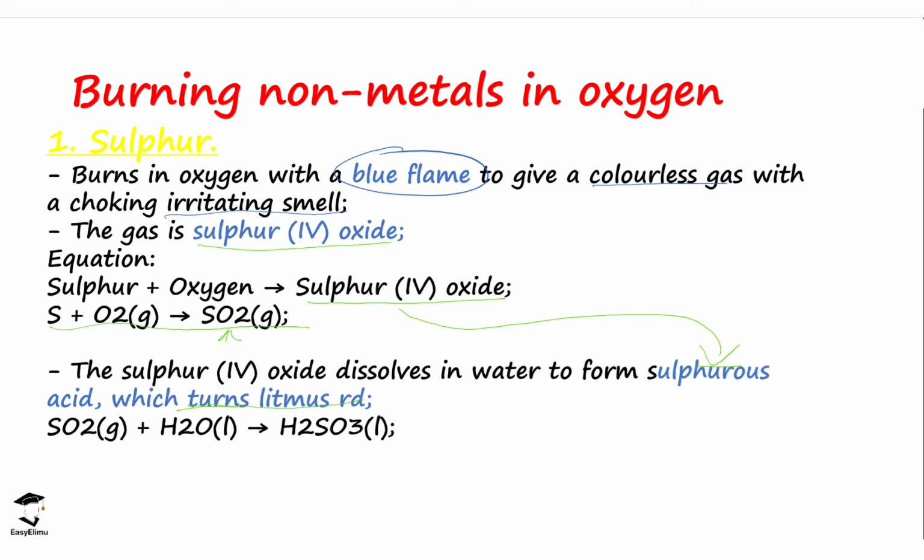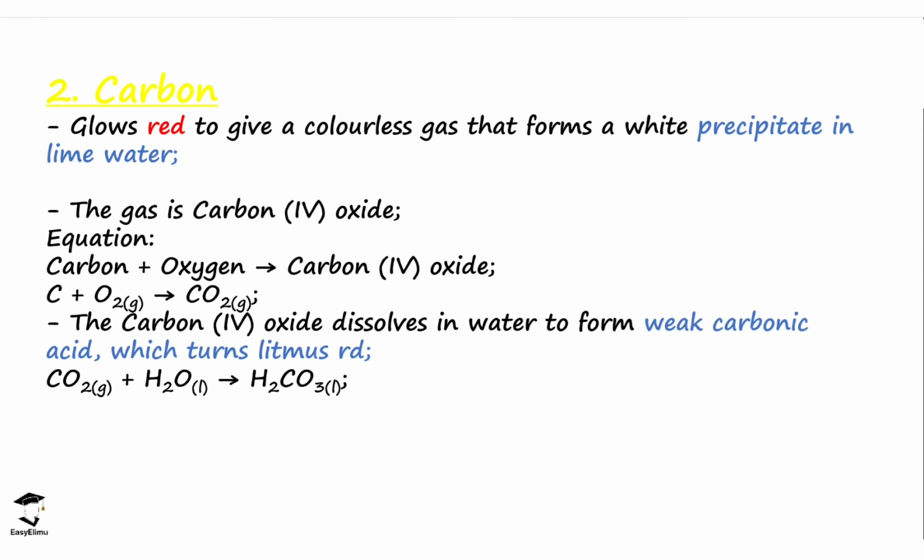Next, we are going to look at carbon. Carbon is commonly known as coal. It's the charcoal that we use, the one that you see around. And you notice it's usually black in color. So if you burn that carbon, it glows red, like when you burn it in a charcoal jiko. And when it glows red, it gives a colorless gas. This colorless gas, if you bubble it in a jar or in a test tube containing lime water, is going to turn it into a white precipitate.